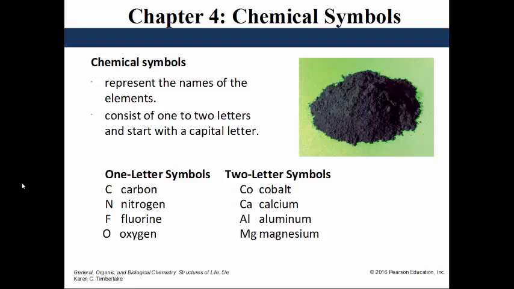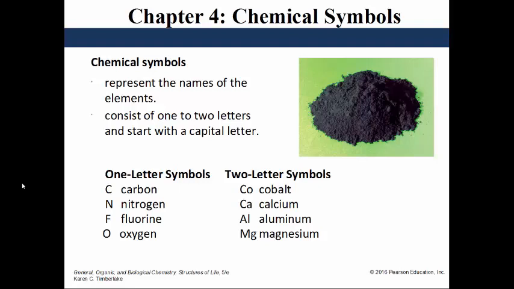Okay, in this chapter, we'll talk about various elements and their characteristics, the periodic table, and how you're able to read the periodic table, and we'll start off with chemical symbols. Now, chemical symbols are used to represent the names of that element.